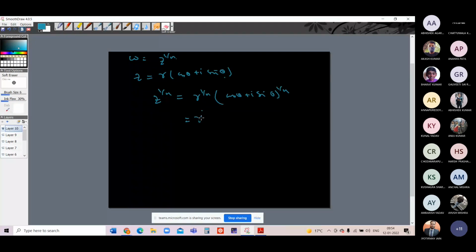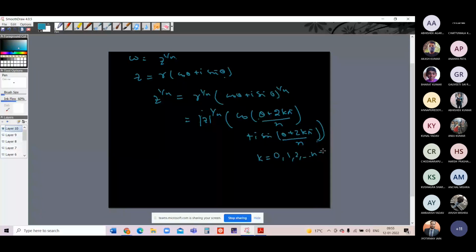This can also be written, in place of r, as mod z times cos of theta plus 2k pi upon n plus i sin of theta plus 2k pi upon n, where k takes the values 0, 1, 2 up to n minus 1. So this w was f of z.